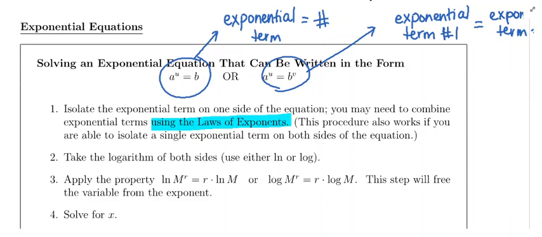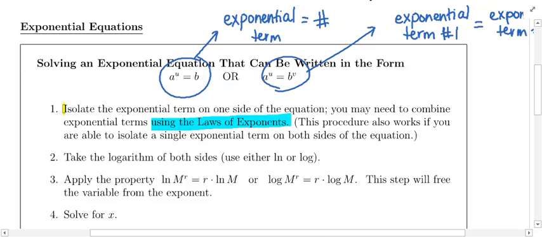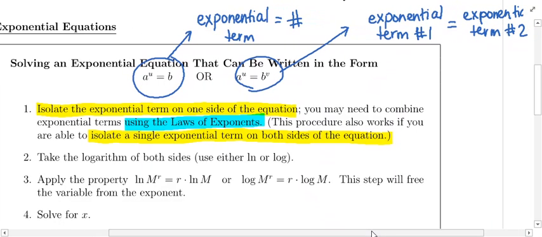All right, so let's walk through the process of how you would solve an equation that looks like this, and then we'll do some practice. The first thing you're going to want to do, like I said, is isolate the exponential term on one side of the equation. That's the first thing I wrote down, where you make your equation look like an exponential term equal to just a number. This procedure also works if you are able to isolate a single exponential term on both sides of the equation, the second thing I mentioned, where your equation looks like an exponential term equal to another exponential term.